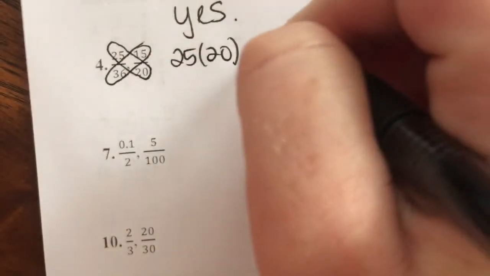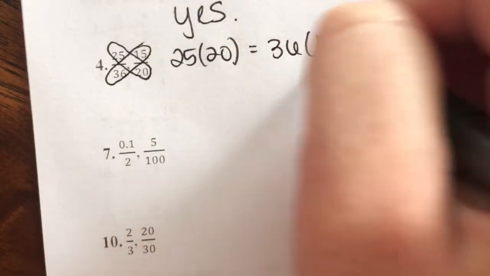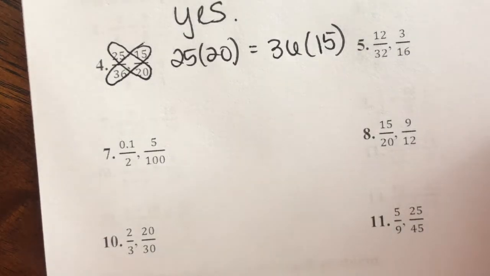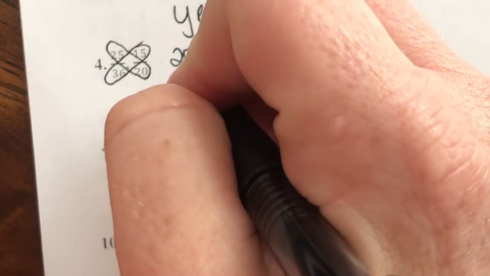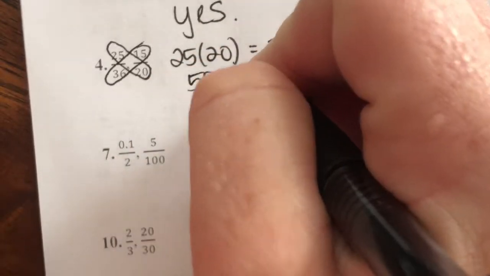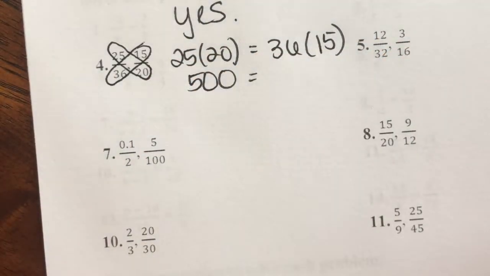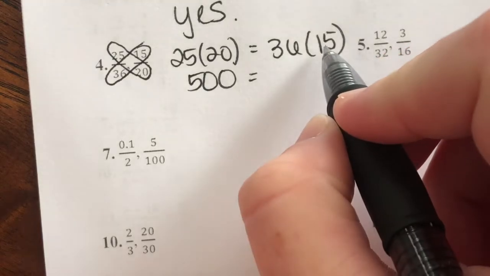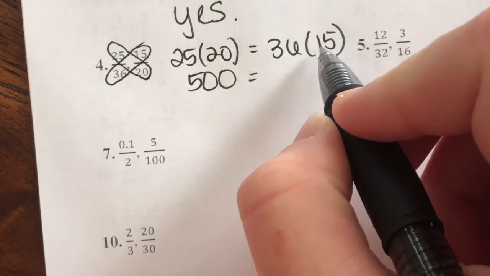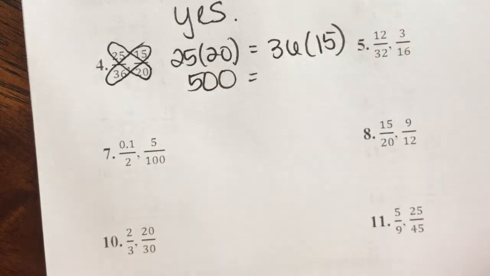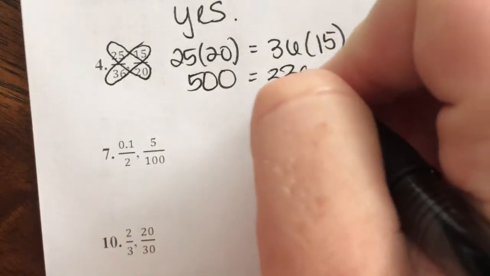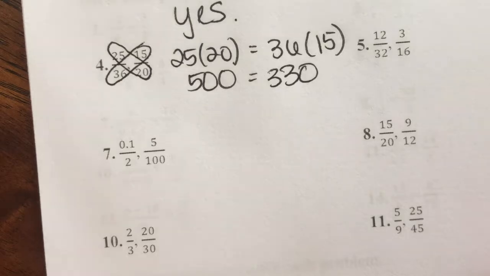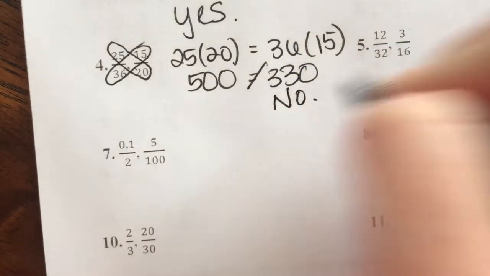I'm also going to cross multiply this one again just to show my math. 25 times 20 equals 36 times 15. They will be equal when I get done if this is a proportion. So again, 25 times 20 is 500. And 36 times 15, well, 30 times 10 is 300. And 6 times 5 is 30, so this will be 330. And these are not equal to each other. So this is a big fat no.